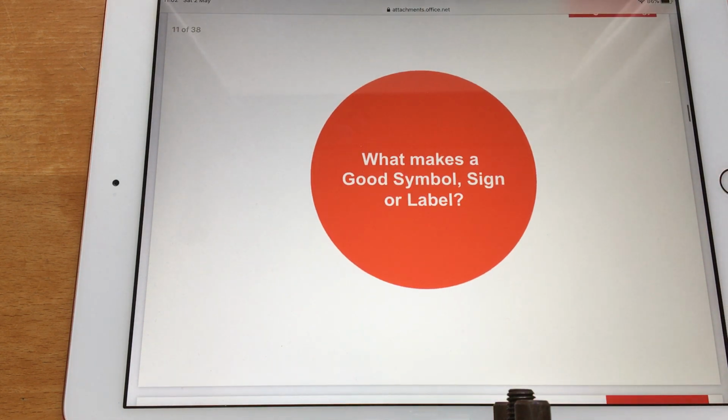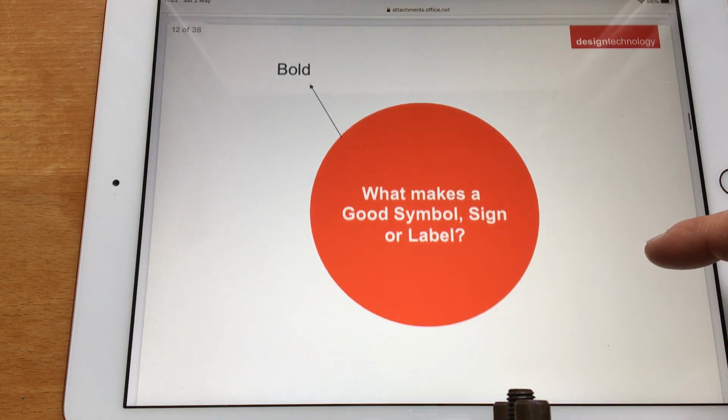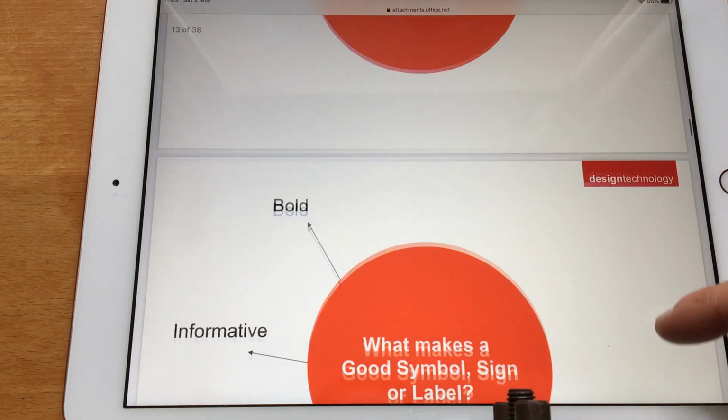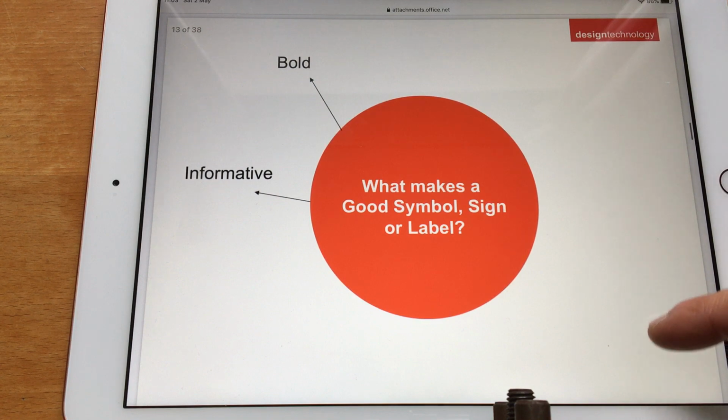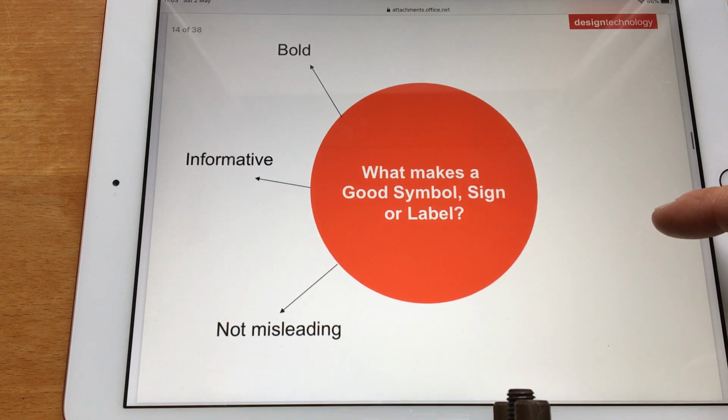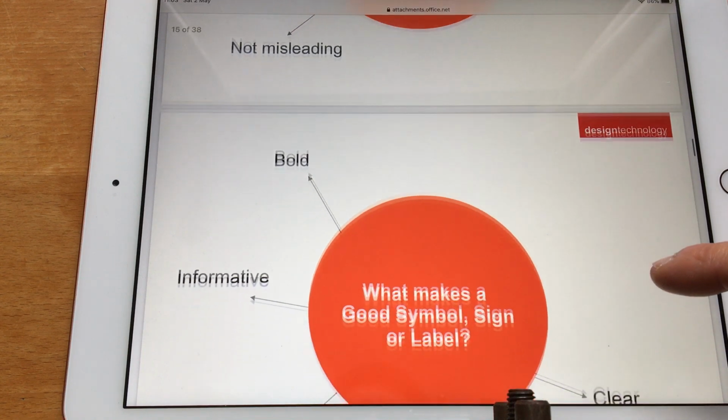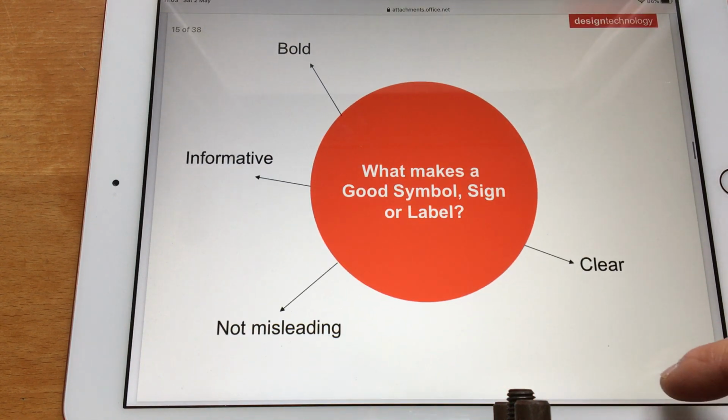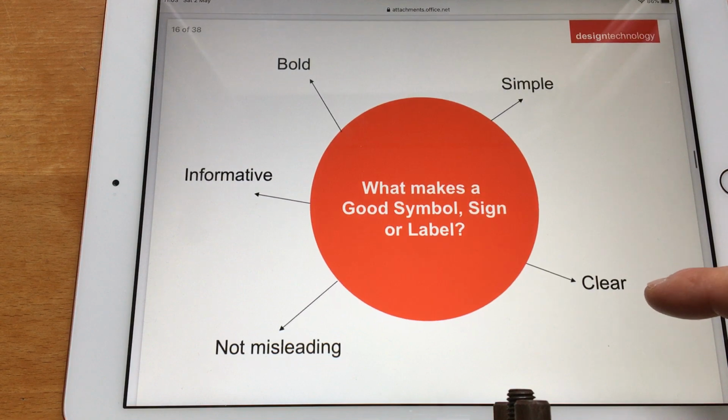What makes a good sign or symbol or label? Just pause the video, have a think about that first. Okay, continue with the video. So they've got to be bold. They've got to be informative. They've also got to not be misleading, so they don't want to send you down the wrong path. They've also got to be clear. And finally, they've also just got to be simple as well, not too complicated.